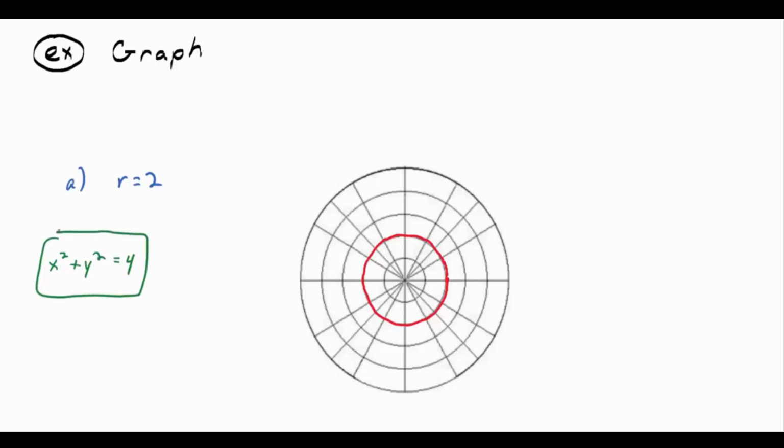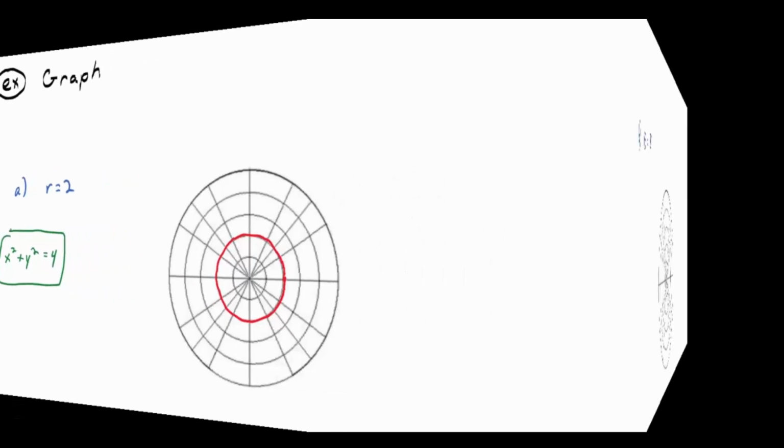Here's my point. Which equation is simpler, r equals 2 or x squared plus y squared equals 4? R equals 2. So some equations are simpler in polar, some equations are simpler in rectangular.